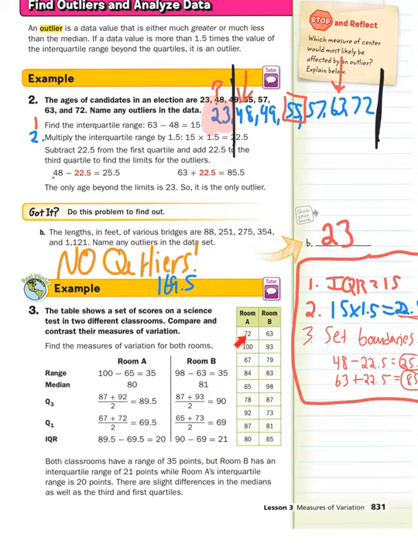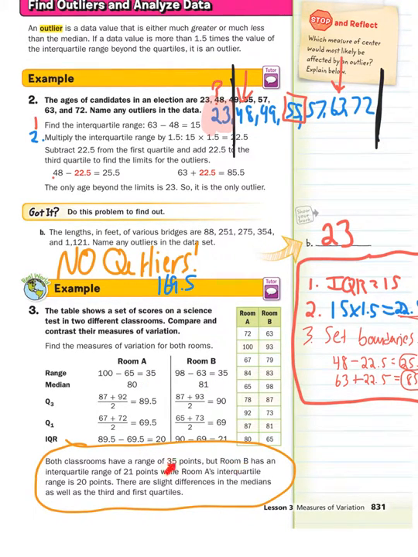In room A, you have these numbers. They found the range, big minus little, the median, the middle is 80, Q3, Q1, and interquartile range. Then for room B, they did the same thing: range, median, Q3, Q1, IQR. And then they wrote this lovely paragraph about them. So let's read it together. It says, both classrooms have a range of 35 points. Remember that? 35, 35?